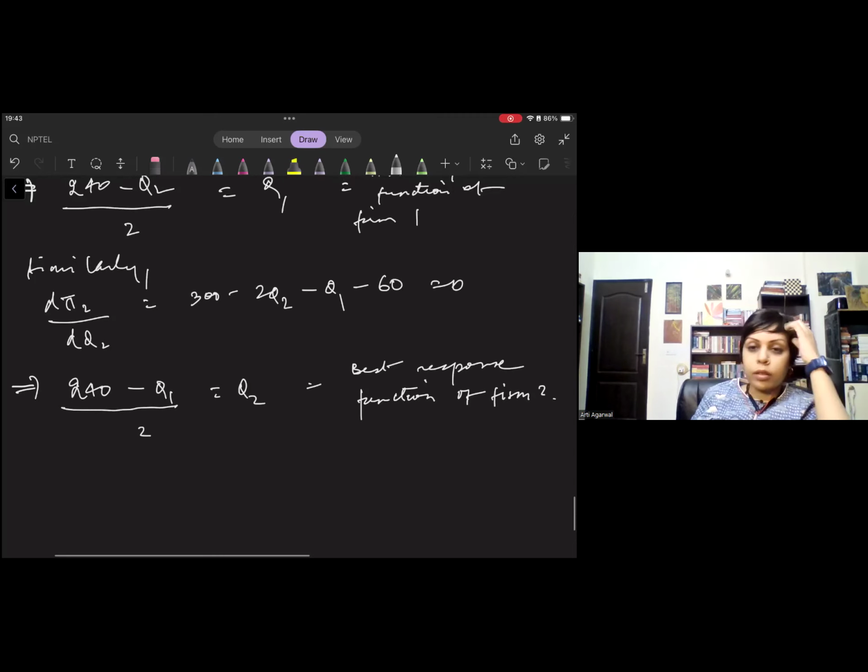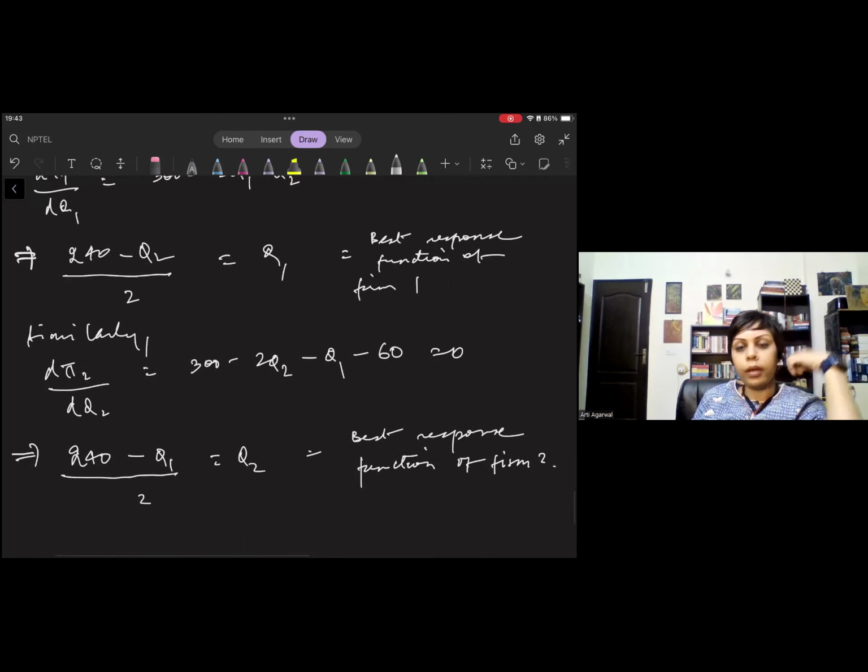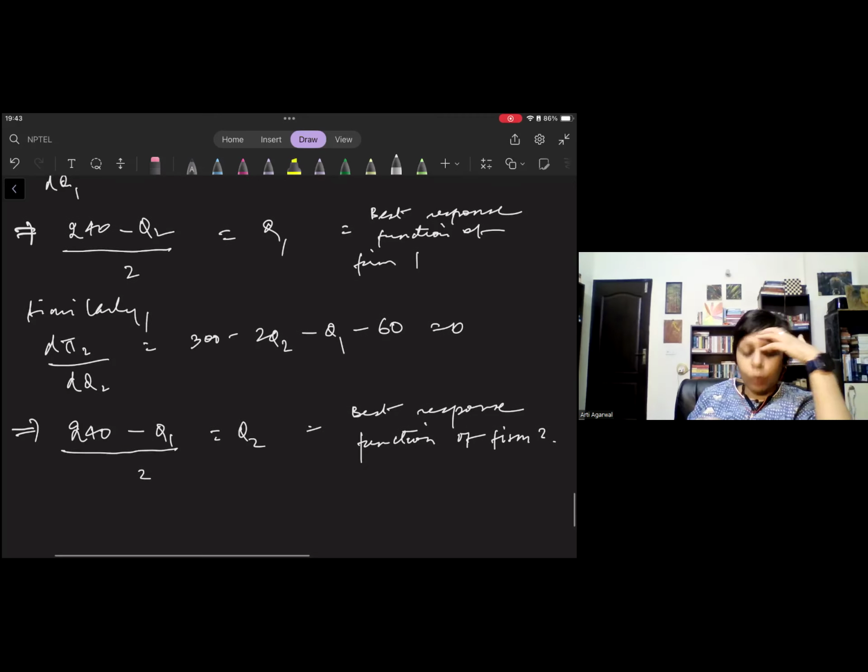What we mean by best response function is that the firm basically tries to find what its output level should be, assuming that there is some output Q2 by the other firm. So if Q2 is say 2, what should Q1 be? Q2 is 10, what should Q1 be? If Q2 is 50, what should Q1 be? Firm 1 does not know what firm 2 is producing. Firm 2 does not know what firm 1 is producing.